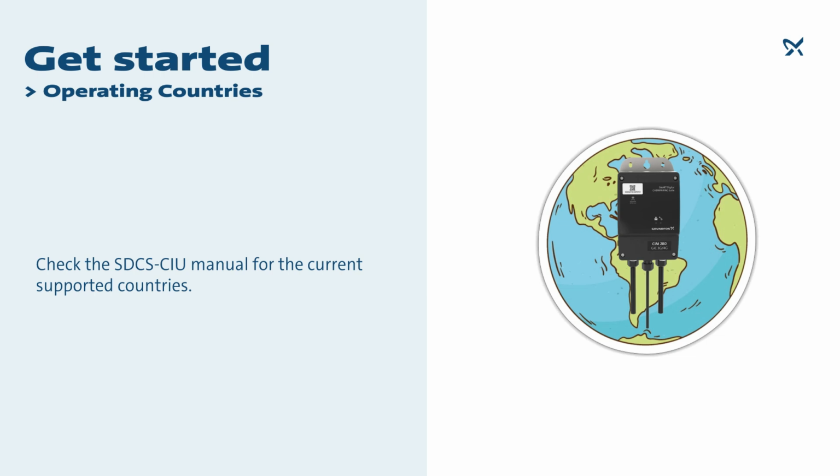Grundfos has already concluded data roaming agreements for the integrated data SIM card in the gateway in many countries. As a result, Smart Digital Comparing Suite version 3.1 can be used in these countries without any restrictions. For an overview of the currently supported countries, you can refer to the SDCS CIU Gateway User Manual.